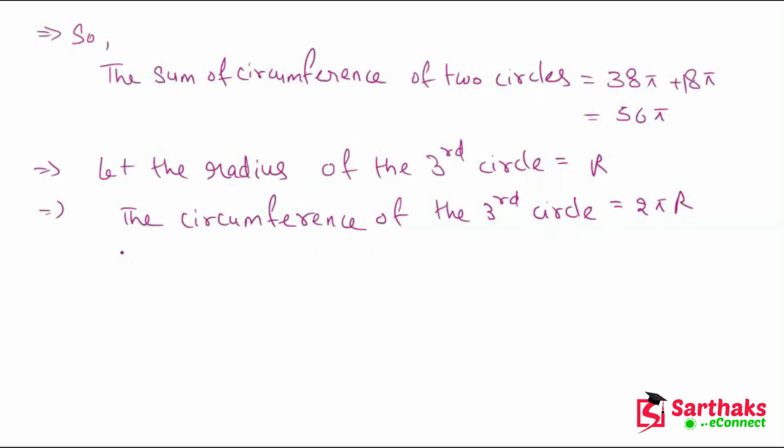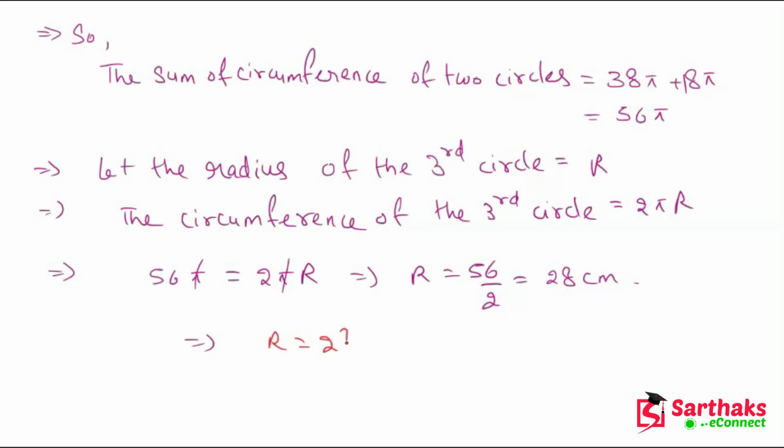Okay, and it is given that the sum of the circumferences of the two circles is equal to the circumference of the third circle. So we can write 56 pi is equal to what? 2 pi R. From this pi will be cancelled. So we get R is equal to 56 divided by 2, and if we solve it, we get 28 centimeter. So the value of R is 28 centimeter. This is our answer. So my dear friends, I hope you understand these things. Okay, so now let's move on.